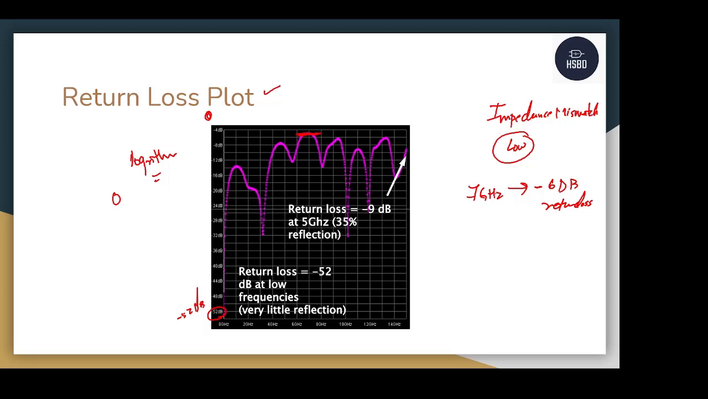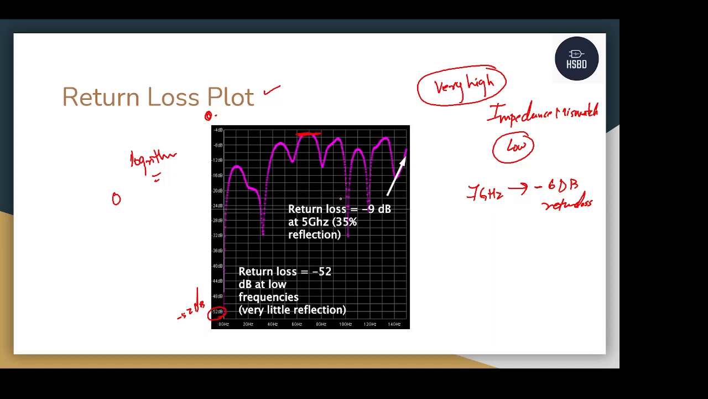What does this mean? This means only 6 dB, or only a very small part of the signal, is going through to the receiver, and the maximum part is getting deflected back to the transmitter. That is the reason, as I told you earlier also, the nearer the value is to 0 dB, the more is the transmission at the receiver end. So at this value, the return loss is very high, very high.